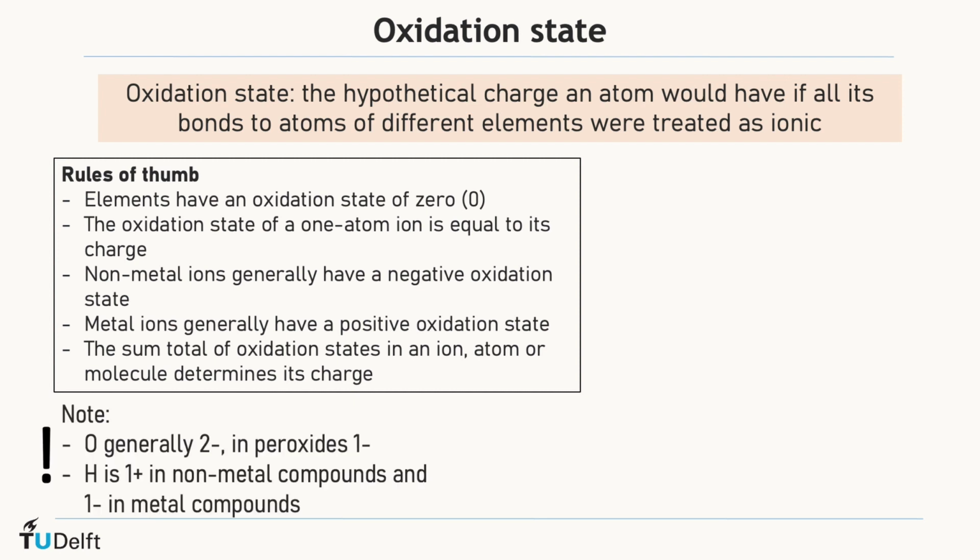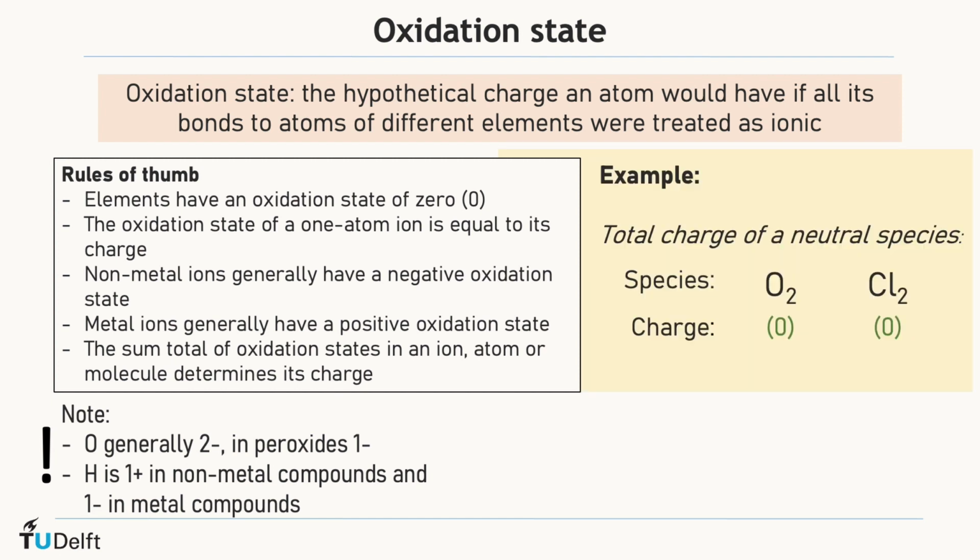Hydrogen and oxygen atoms are two special cases. The hydrogen atom has an oxidation state of +1 when combined with a nonmetal and -1 when combined with a metal. Oxygen generally has a -2 oxidation state, except when it is in the peroxide ion, then its charge is -1. The total charge of elements or atoms in their elemental form, such as oxygen or chlorine, is 0. So both these species have an oxidation state of 0.